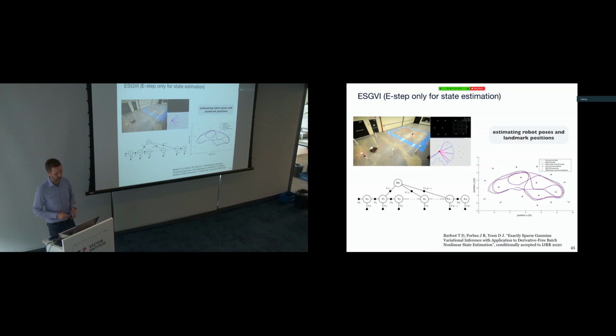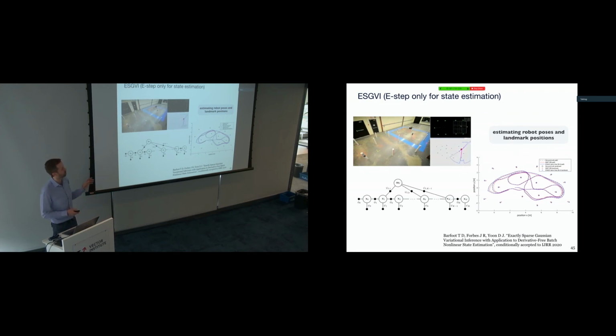And so just a few teasers on how we've made progress on this. Just doing the E step, so just forget about it, we've got known models for the robot. Does this framework actually work to do just state estimation? So we're just trying to estimate, in this case, the trajectory of the robot and the positions of all of these landmarks. So it's a SLAM problem.